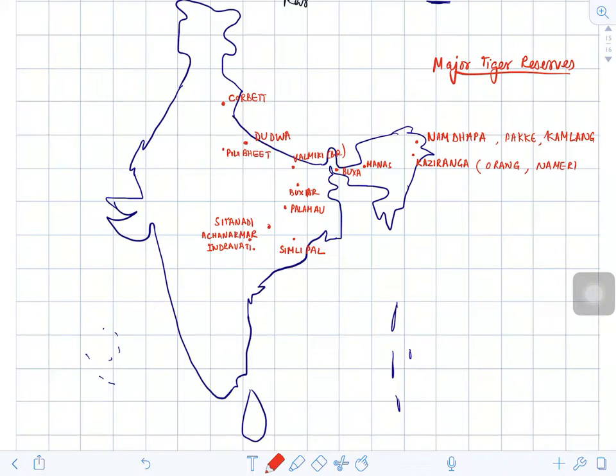Okay, so let's move southwards towards Andhra Pradesh. We have Nagarjuna in Andhra Pradesh. Okay, now let's further move southwards to Tamil Nadu and we'll find there are several tiger reserves in Tamil Nadu such as Kalakkad Mundanthurai.